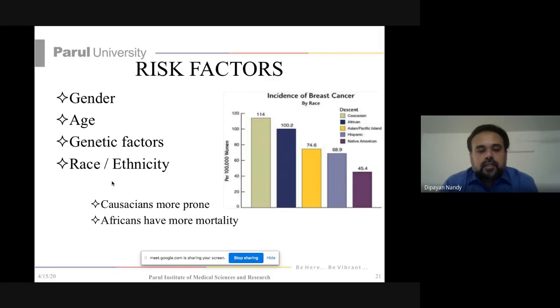Again, there's a role of the race or ethnicity. It has been seen that breast cancer is found more in the Caucasian or the white population, whereas in the Africans or the black population, though the incidence is less, they have a more fatal disease and there's more chance of mortality because of the disease in this population.